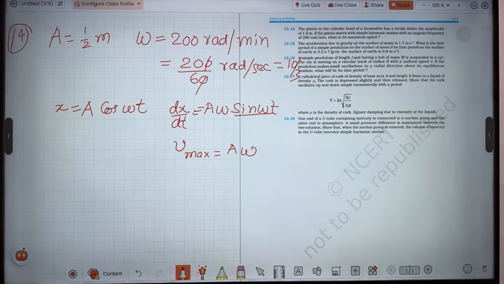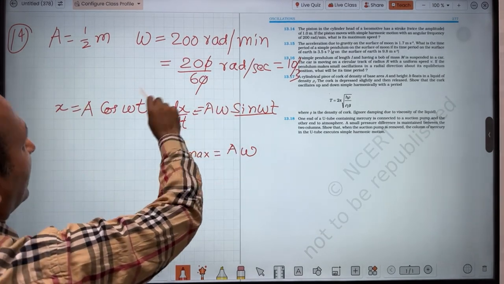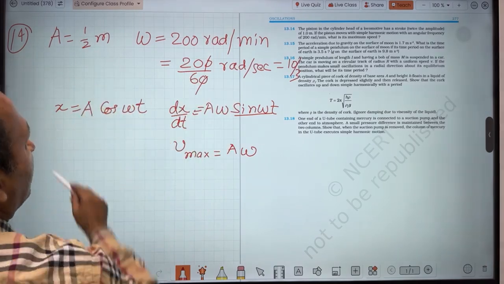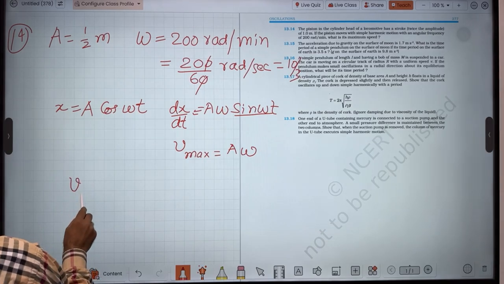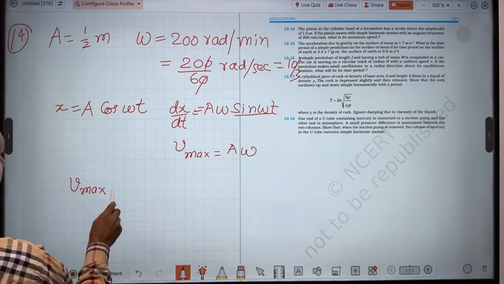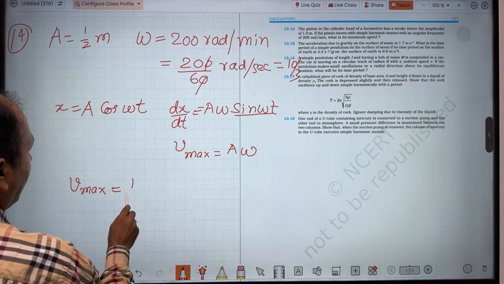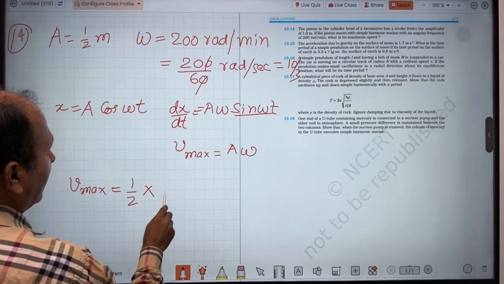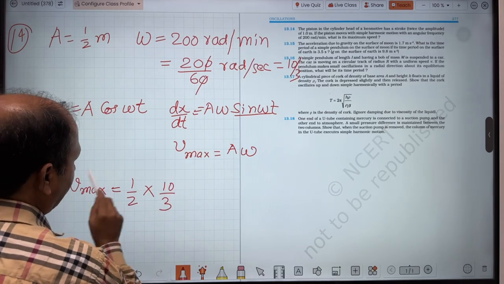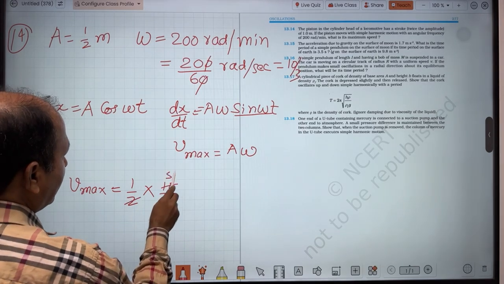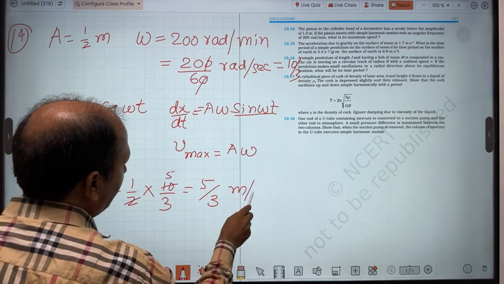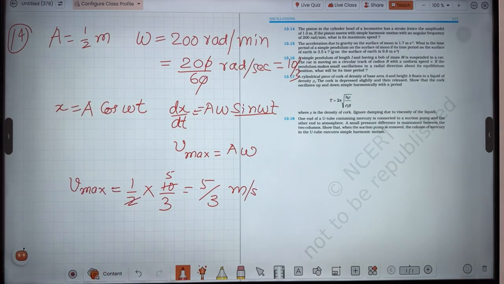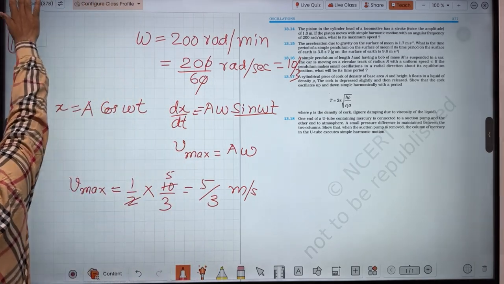So all that we need is the value of A and omega. Here in our question, A is half meter and omega is 10 by 3 radian per second. So we can say that V maximum is equal to 1 by 2 multiplied by 10 by 3. So 5 times, this will become 5 by 3 meter per second. I think you have understood. Let's take the next question.